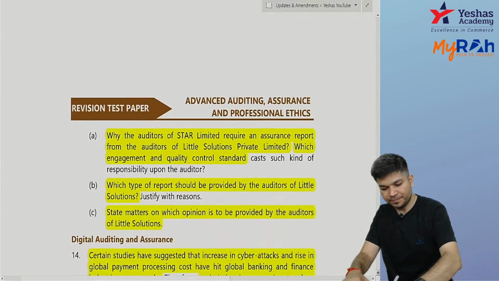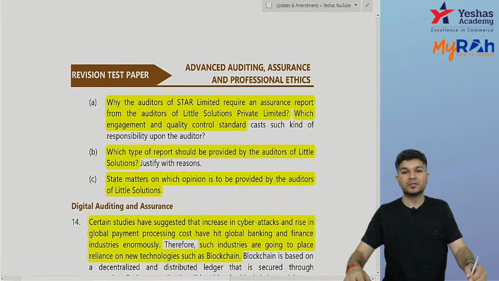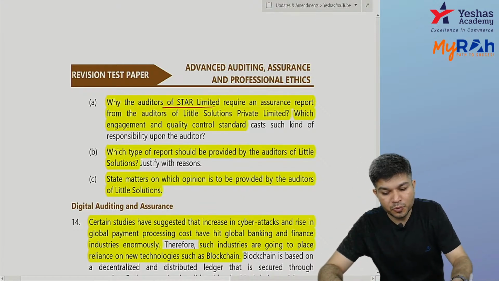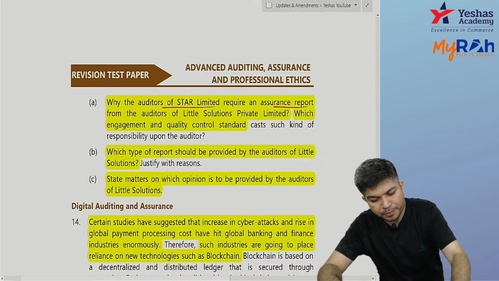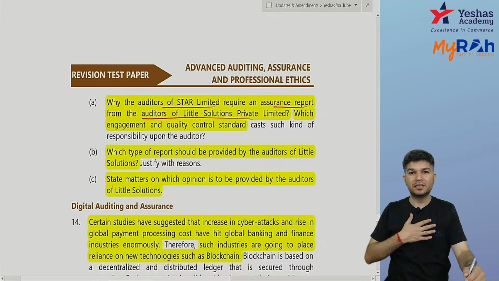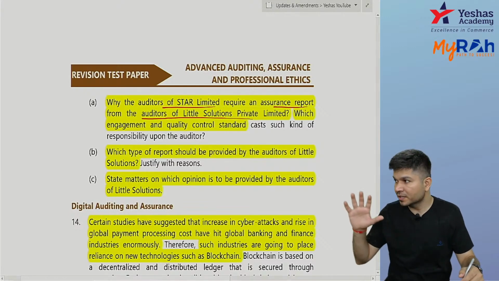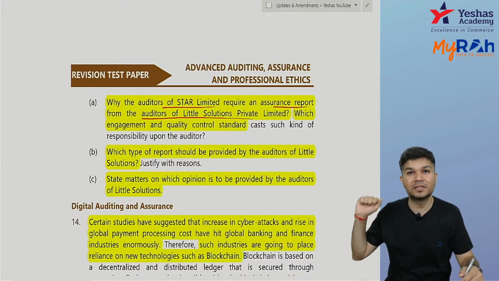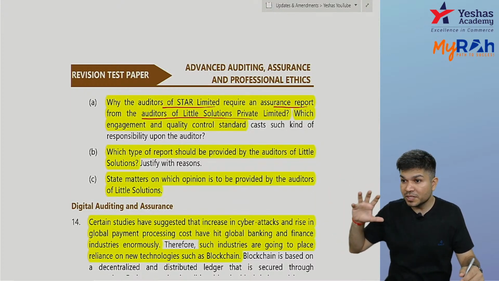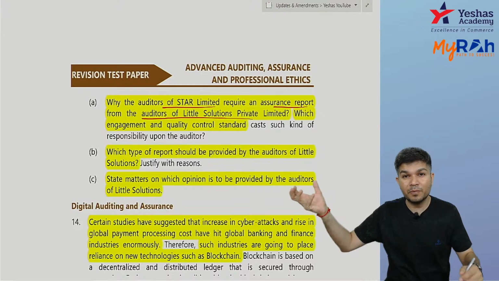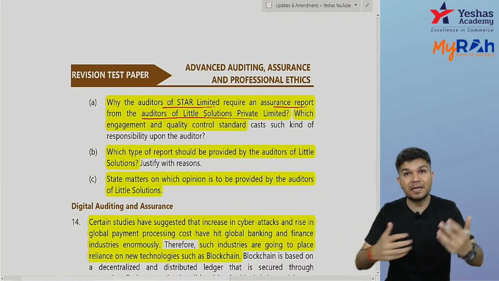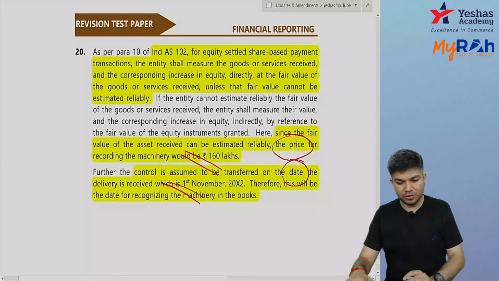Okay, check question. Why does the auditor of Star Limited, the auditor of the user entity, require a report from the auditor of the service organization? Why do I need it? See, I want to understand the working done by the service organization. I want to understand the controls at the service organization. I want to understand the risk related to their work and their impact on it. And based on that, I can design my procedures.